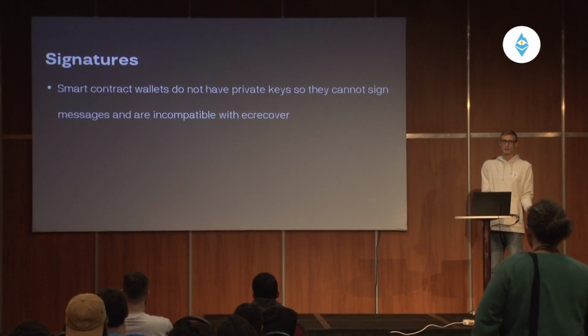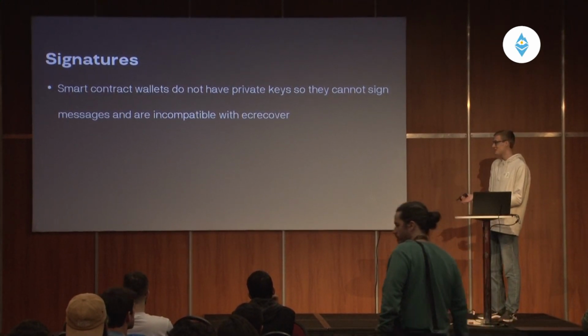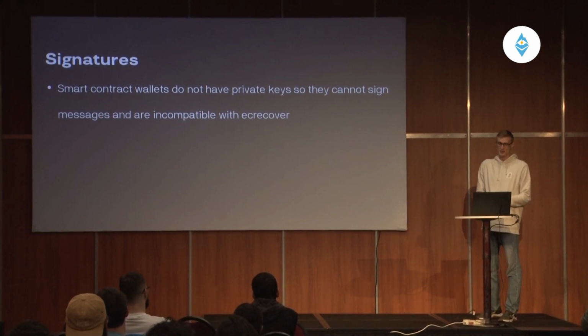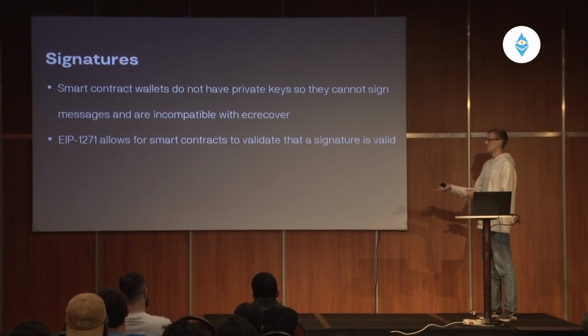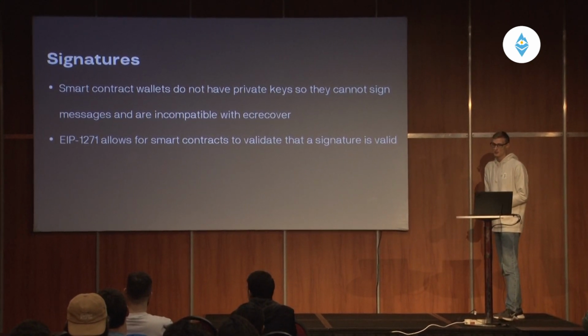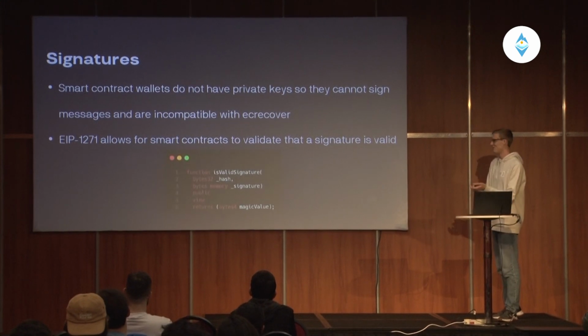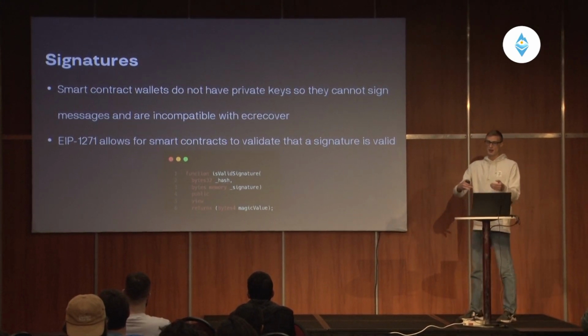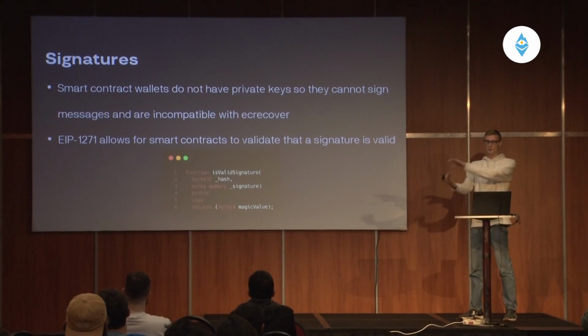And that means that smart contract wallets are not able to call permit. They're not able to call any function like the one I showed on the previous slide, which is using ECRecover. But they do have this thing called EIP 1271. And this allows a smart contract to validate that a signature is valid. So instead of actually signing a message, EIP 1271 takes basically the opposite approach.